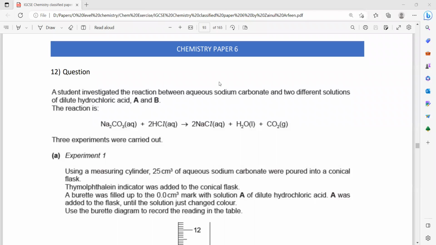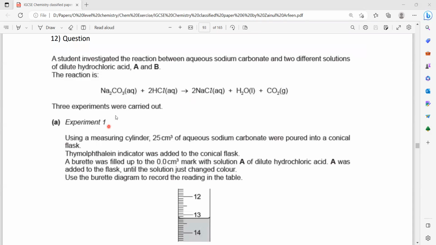Question 12 from the same topic, alternative to practical acid, alkali, and salt questions. A student investigated the reaction between aqueous sodium carbonate and two different solutions of hydrochloric acid. So solutions A and B are hydrochloric acid. Why do they refer to them as A and B? It means the type of acid is the same, but the concentration might be different.